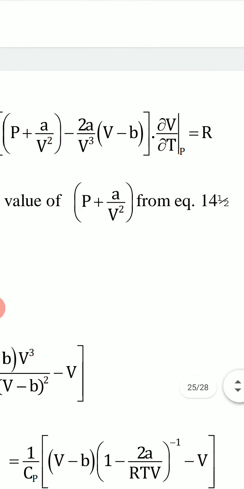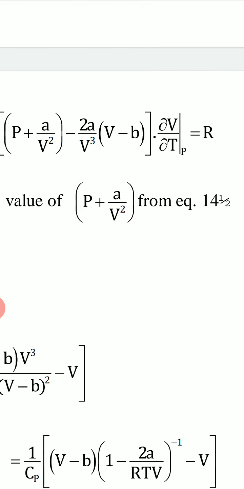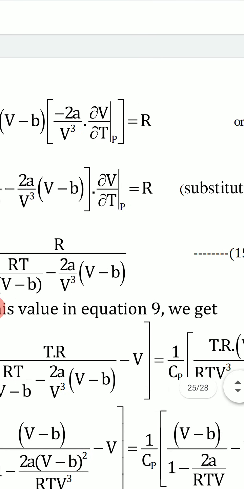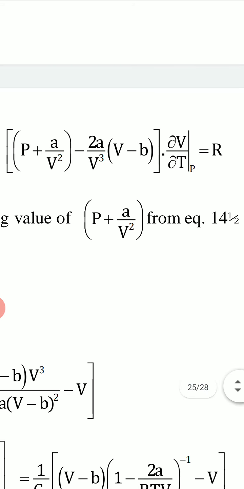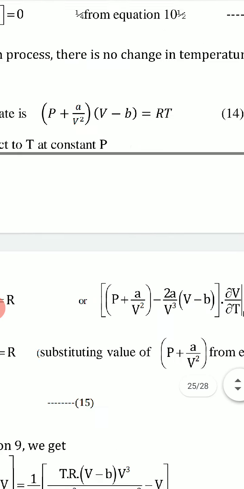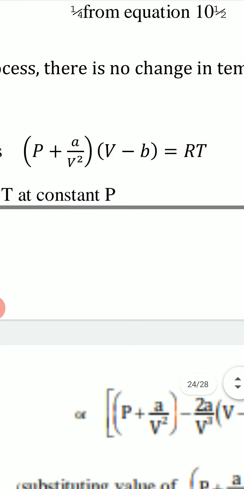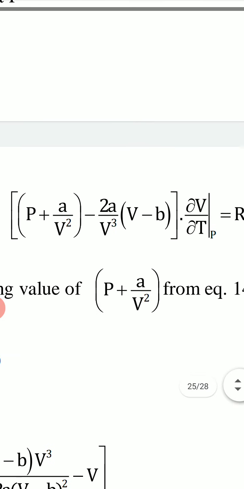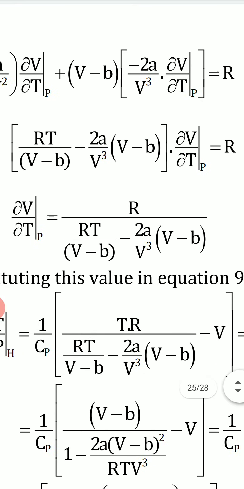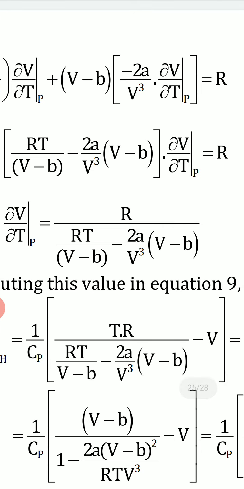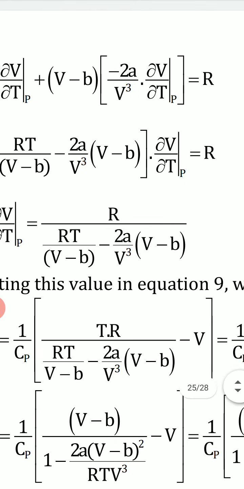From this we find the value of delta V upon delta T at constant P. Also we change the first term. The first term inside the bracket in the left hand side is P plus A upon V square. And from this relation, we write the value of P plus A upon V square as equal to RT upon V minus B. Put this value of P plus A upon V square here. It becomes RT upon V minus B minus 2A upon V cube into V minus B, into delta V upon delta T at constant P equal to R.